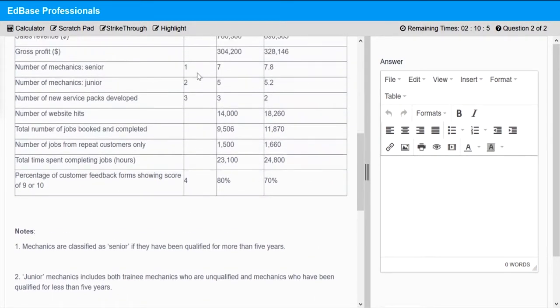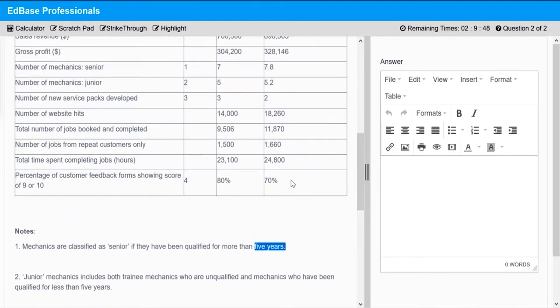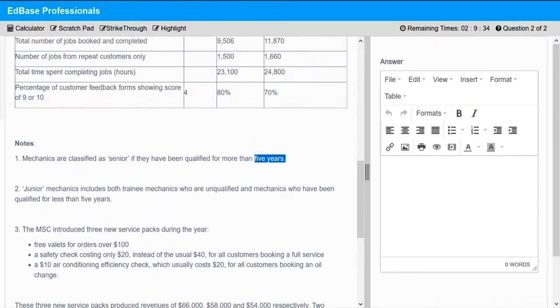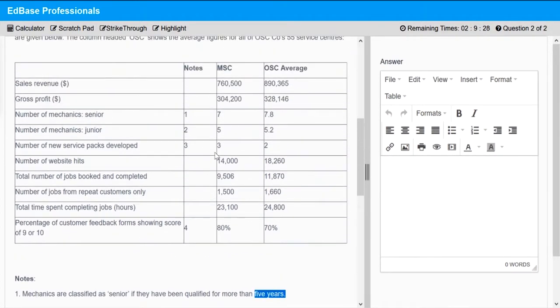In note number 1, number of mechanics senior, mechanics are classified as senior if they have been qualified for more than 5 years. That means the senior mechanics who are working here are actually very experienced. Now in note number 2, number of mechanics junior, junior mechanics include both trainee mechanics who are unqualified and mechanics who have been qualified for less than 5 years. So 5 years is the benchmark. If mechanics have 5 years or more experience, they are senior mechanics, and if they don't, they are junior mechanics.